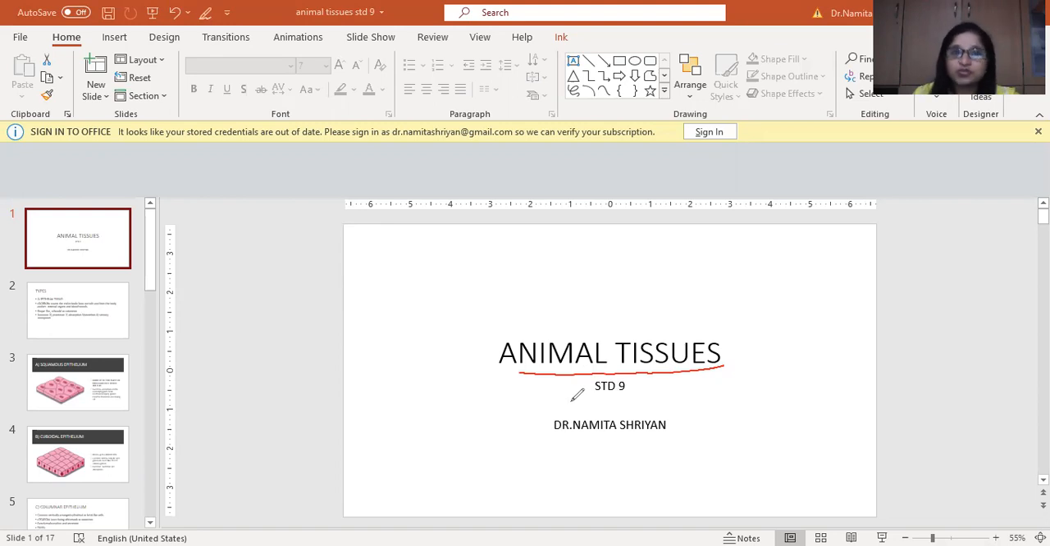A group of tissues, when they come together, we call it an organ. Two or more organs coming together form an organ system. And when there are two or more organ systems coming together, we call that an organism. So today we are going to talk about these very specific tissues which are found in animals. So let us learn about them.